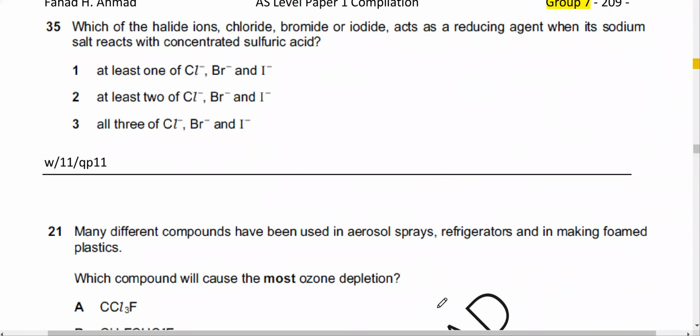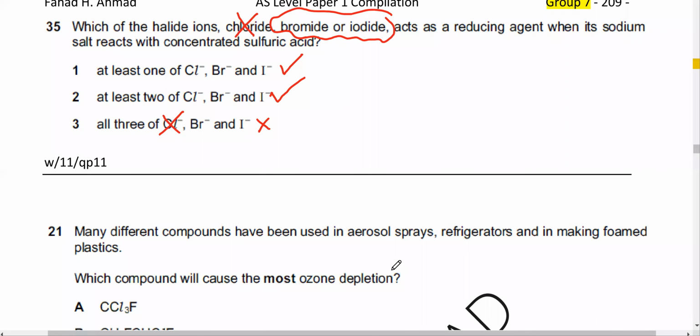This one: which of the halides, chloride, bromide, or iodide, acts as a reducing agent when its sodium salt reacts with concentrated sulfuric acid? We just did this. Br⁻ and I⁻ were good reducing agents, so they would act as reducing agents, not Cl⁻. At least one, that's true. At least two, that's also true. Not all three, because Cl⁻ is not going to act as a reducing agent when it reacts with sulfuric acid.